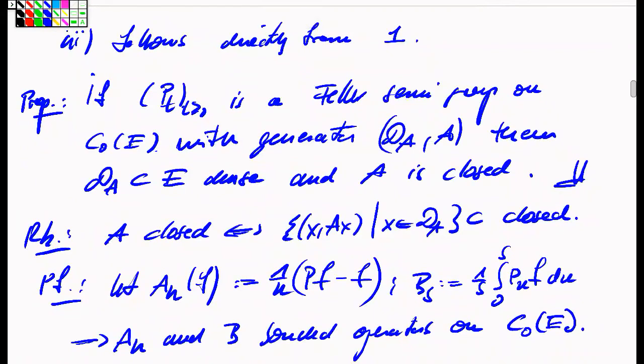We now present the second, rather technical result on the nature of this operator, which is the generator of a Feller semigroup. Namely, if we have a Feller semigroup Pt on our function space of continuous functions which vanish at infinity, and if we have the generator given, then the domain of definition of the operator is a dense subset of the space of continuous functions.